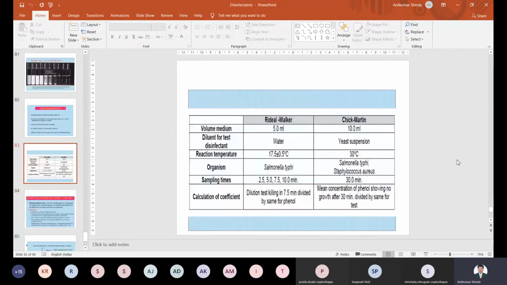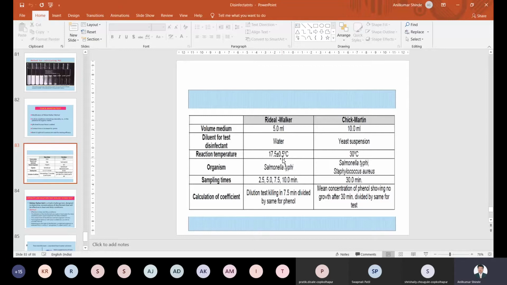Then, what is the difference between the Rideal-Walker test and Chick Martin test? The volume of medium used for Rideal-Walker test is 5 ml. But in Chick Martin test, we use 10 ml. Right. Then the diluent of the test. What diluent is used in Rideal-Walker? We can use normal water, right? But in Chick Martin test, we use a yeast suspension. Understand it? Yeast suspension means it contains 3% of the organic matter in the Chick Martin. Then the reaction temperature is 17.5 plus or minus 0.5 degrees centigrade.